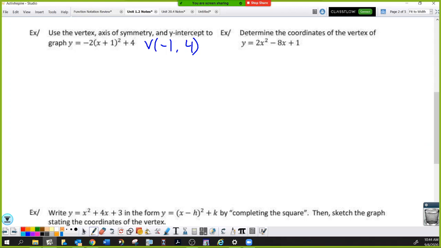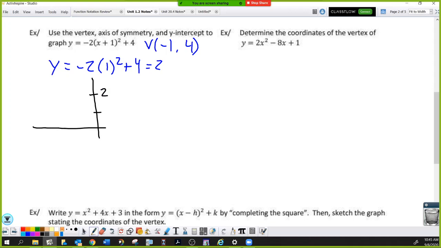Alrighty, and this thing points down, right? So we know where our vertex is, and it says axis of symmetry, which we know is going to be at x equals -1. And the y-intercept, we have to find the y-intercept. So let's figure out where that is. y equals -2 times 1 squared plus 4, 2. Okay. Points down, crosses the y-axis at +2.